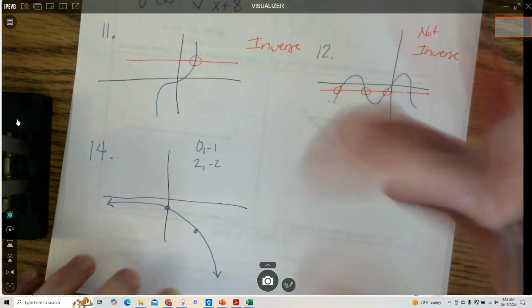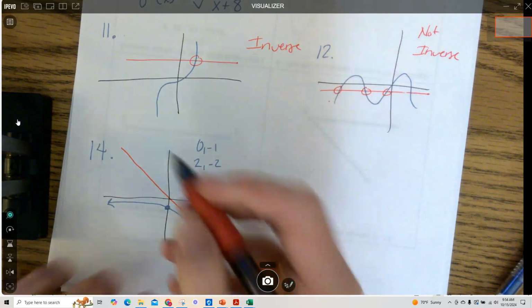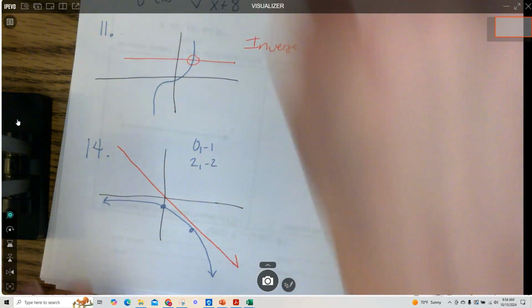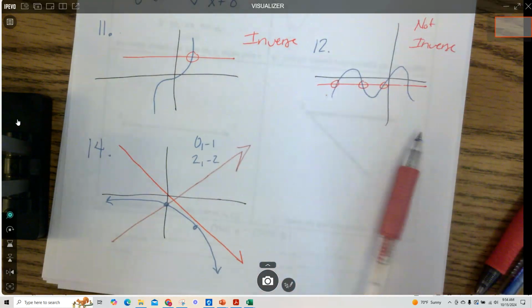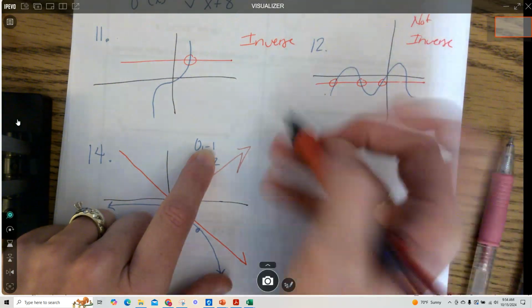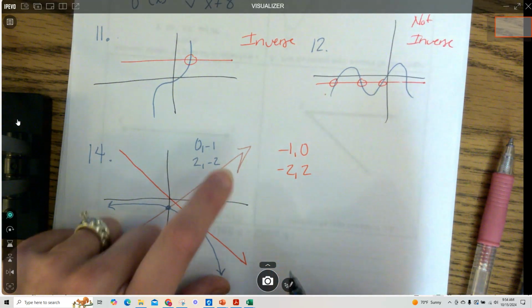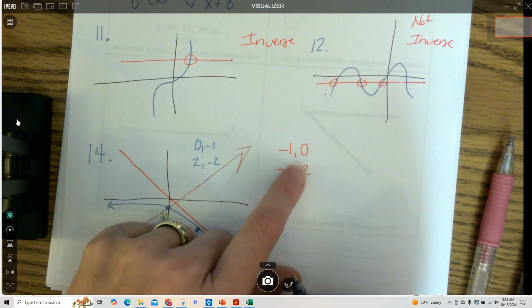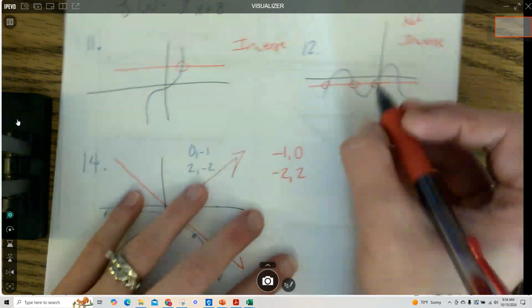So remember that it reflects across, not that line. That's -x. Sorry. So it reflects across y equals x, right? It's going to reflect across a line like this. All that does is it flips the x and the y values. So your new points are going to be -1, 0 and -2, 2. Your new graph should go through those 2 points. So just flip the x and the y.